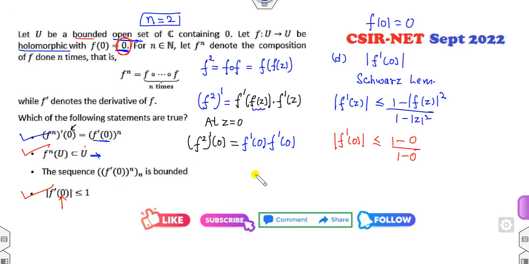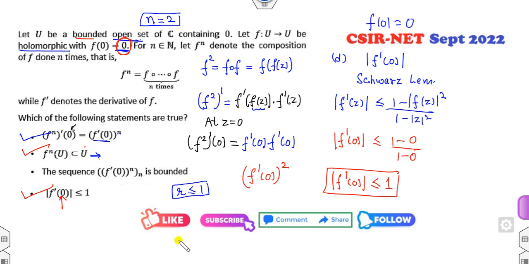Now, the sequence f dash 0 square is bounded. Definitely, because you can see this number is less than or equal to 1. If you remember that if r is less than or equal to 1, then whatever power you consider, this is also less than or equal to 1. So I can take this as square, it's less than 1. It's a GP series. So yes, it is bounded. So yes, this is also correct.